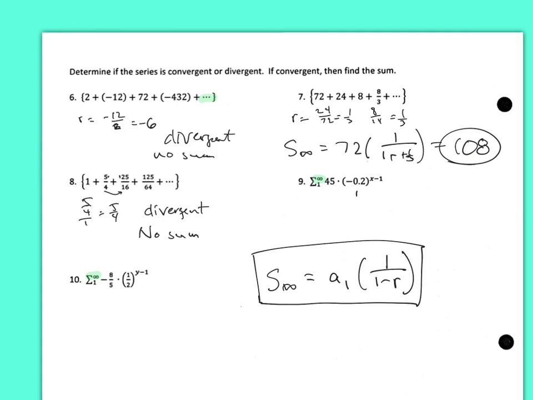For this one, the ratio is easy to find. It's that number right there. So that's clearly small. So we know this one's convergent. I didn't put that up here, but this one was also convergent. And now we can find the sum, which would be 45. You don't need to even plug the 1 into that. This is your a sub 1. That's how I knew it so fast. And then we have 1 over 1 minus negative 0.2. And so we get 37.5.